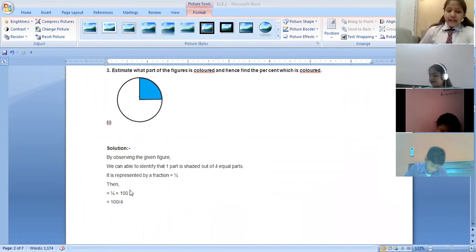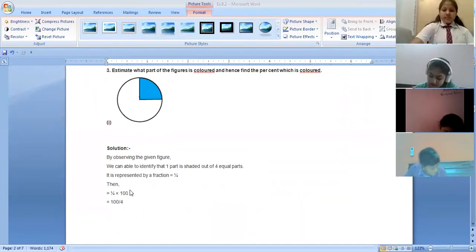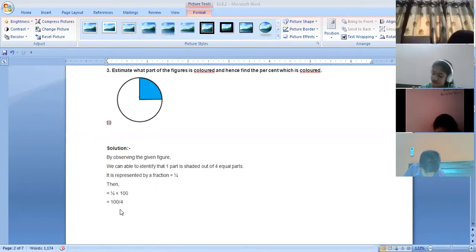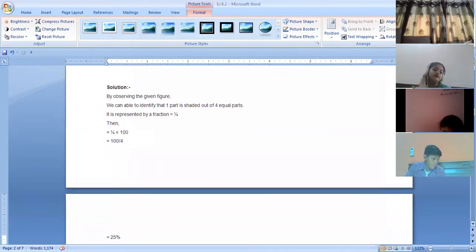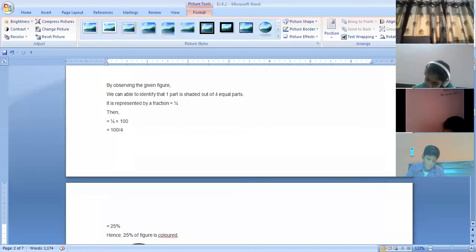So when you want to convert into percentage, you are going to multiply it with 100%. 1/4 multiplied with 100%. So 100/4. Change it into the lowest form, and how much will you be getting? Yes, 25%. Mahi, Tanvi Bakshi, you're right. So 25% is the correct answer. So in this way, you will take out the percentage of the figure. Let's move to the next figure.